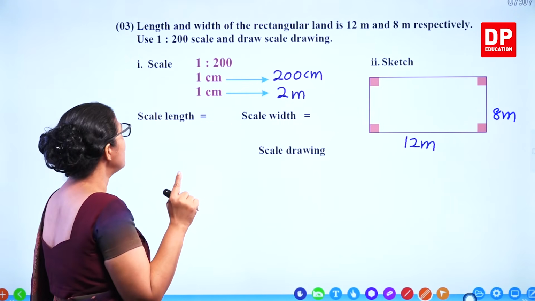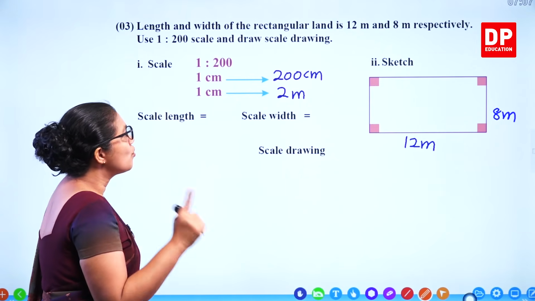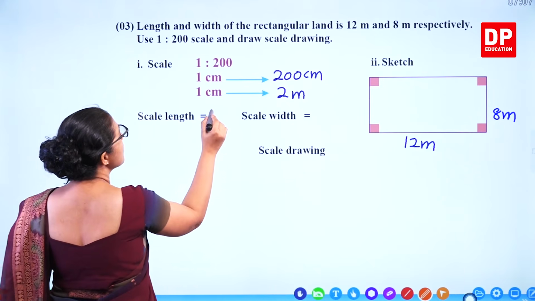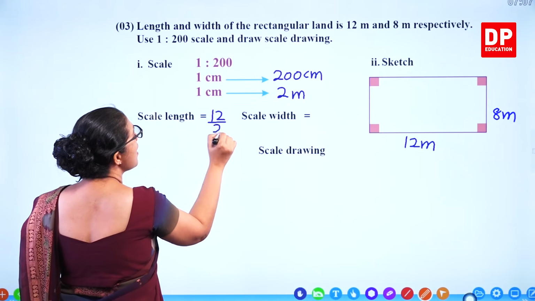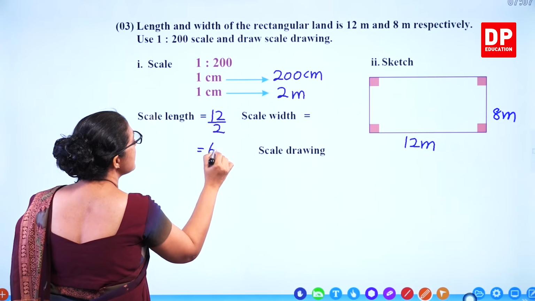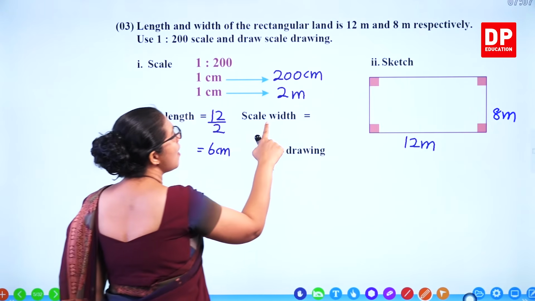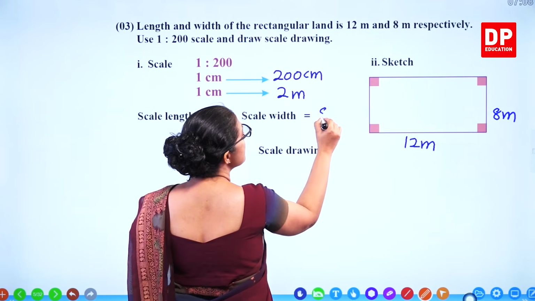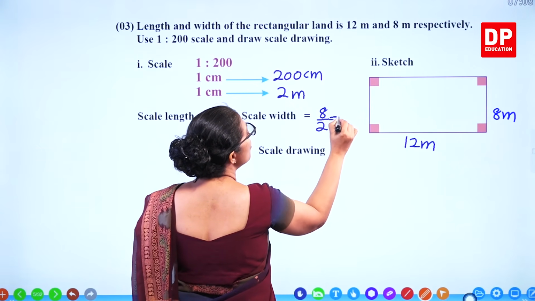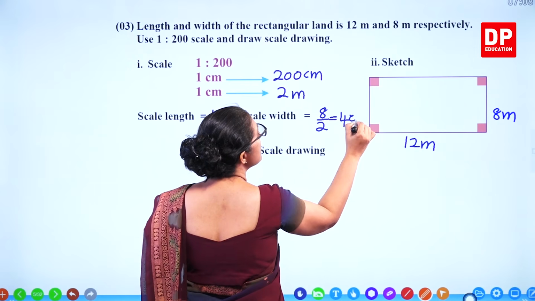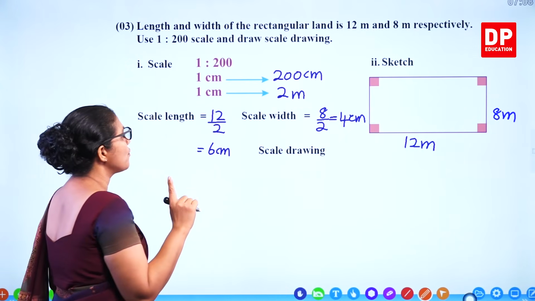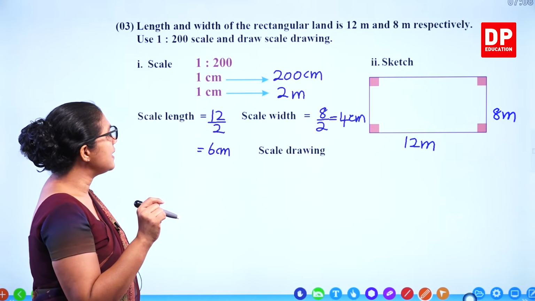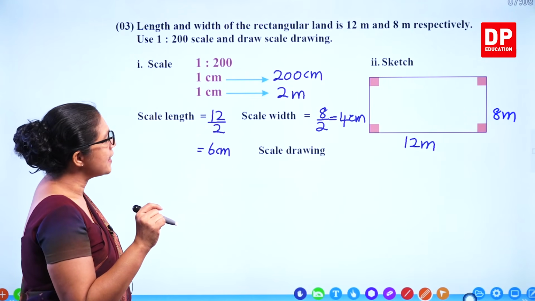So how do we find out the scale length? 2 meters represent 1 centimeter. So 12 meters means you have to divide by 2. So that's 6 centimeters. How do you find out the scale width? That's 8 meters divided by 2. You get 4 centimeter length. Now we have to draw a rectangular shape with 6 centimeter length and 4 centimeter width.